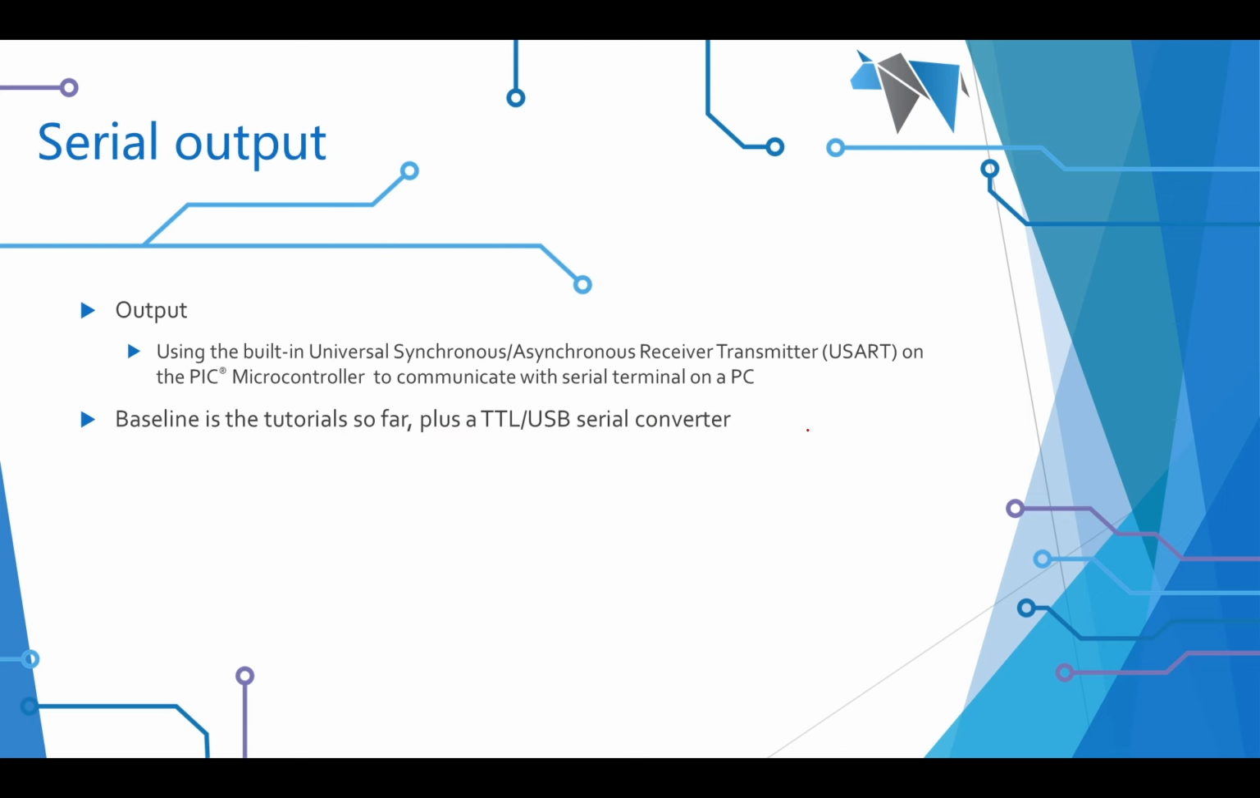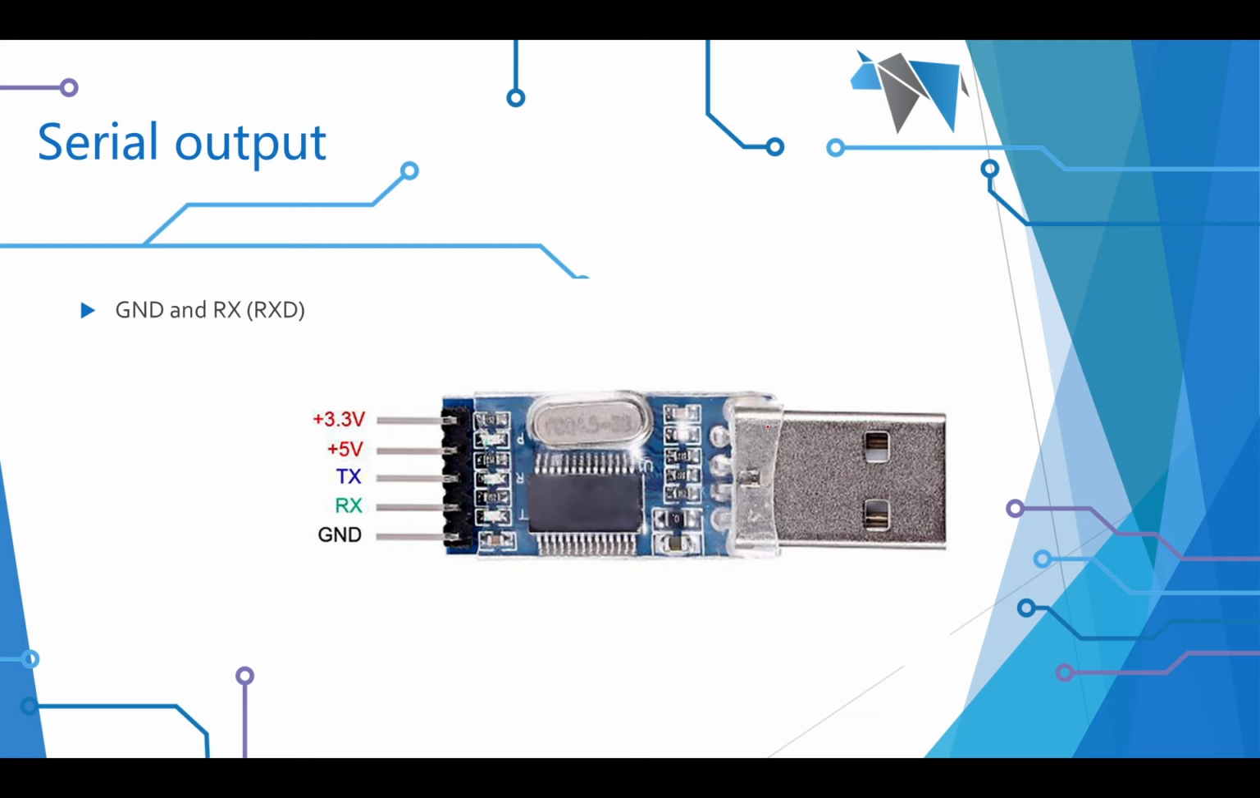So I said that we're going to have an output on the universal synchronous asynchronous receiver transmitter called USART. We're going to push it out through this TTL USB. Now we're going to use the tutorial we had so far, but we're just going to put the serial data out. And this is what one looks like. You can get these on most of the marketplaces now, and they're extremely cheap.